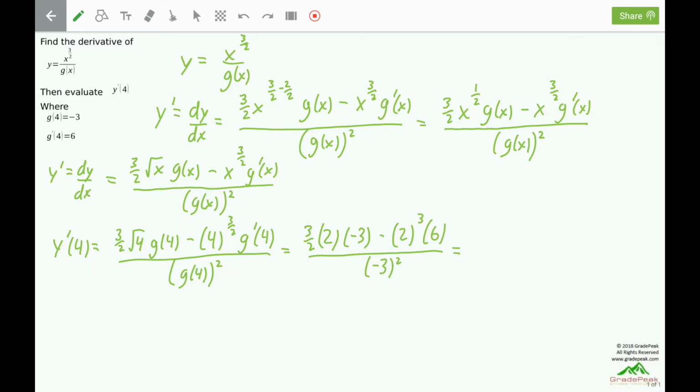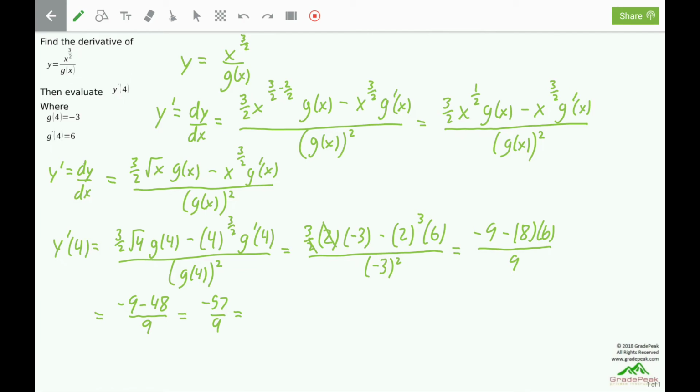Now this first term, we have a 2 in the numerator and a 2 in the denominator. We can cancel those out. So we will have 3 times -3, which is -9, minus 2 cubed, which is 8, times a 6. All of this divided by -3 squared, which is a +9. So we have -9 minus 48, all divided by 9. Adding those, we have -57 divided by 9.